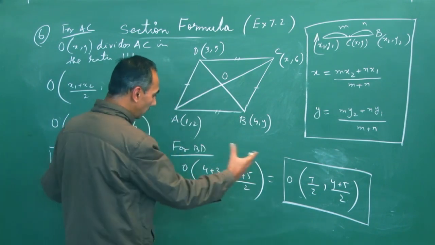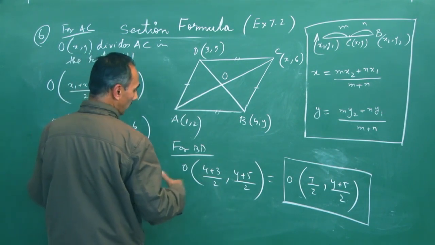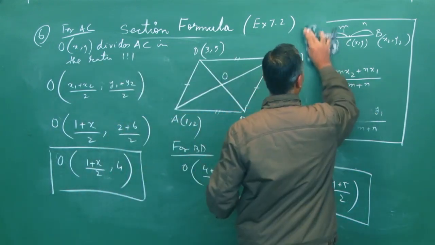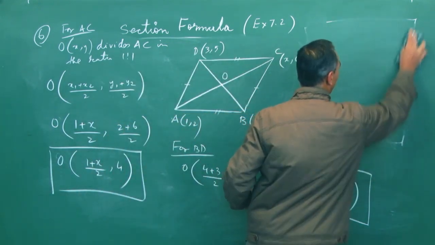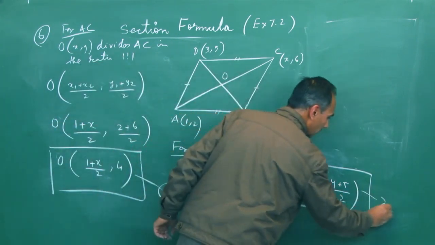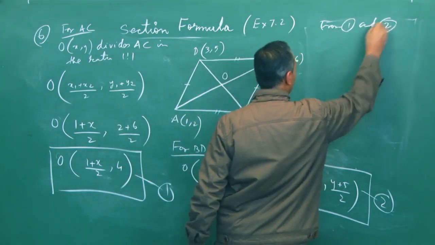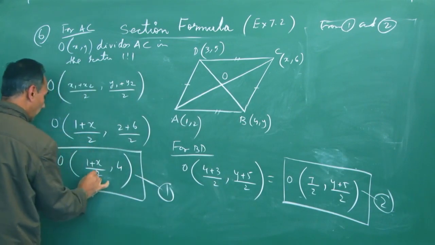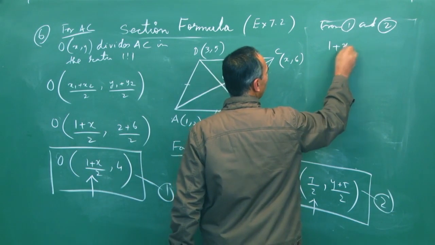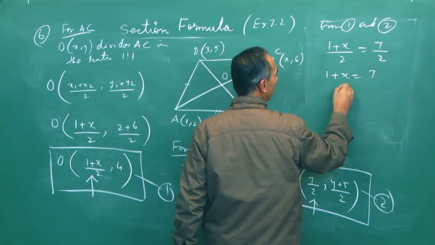But since O is the common point, the same point on AC as well as BD, we compare the coordinates of O, x as well as y. Let's see what we get. You could call this equation 1 and this equation 2. We conclude from 1 and 2 that the x coordinate of O here and the x coordinate of O here are the same. So 1 plus x upon 2 is equal to 7 upon 2. That means 1 plus x is 7, so x equals 6.